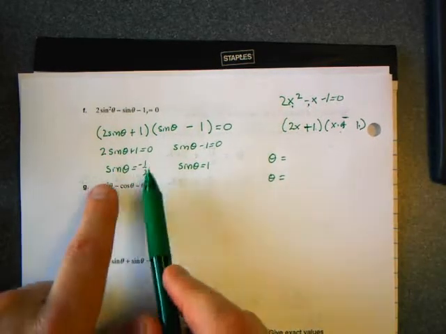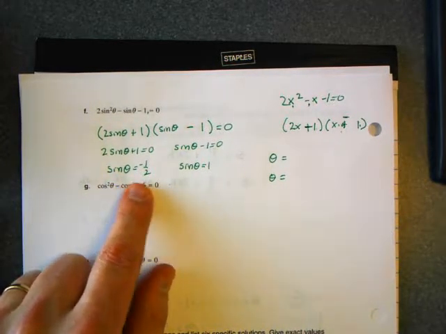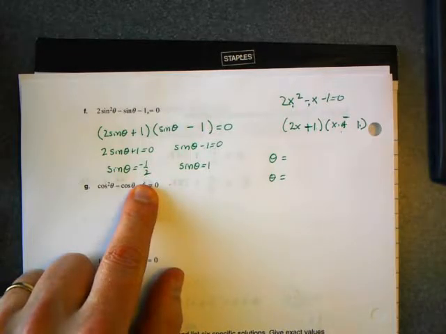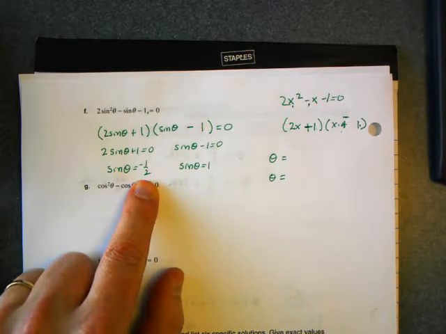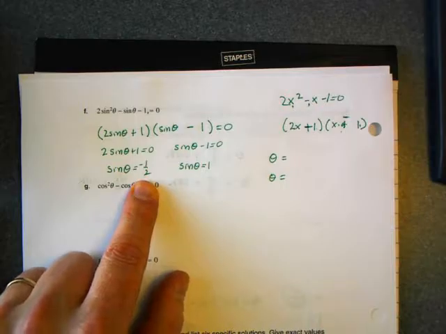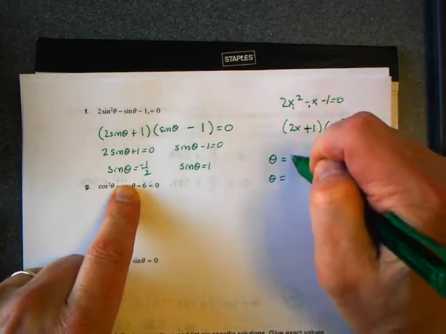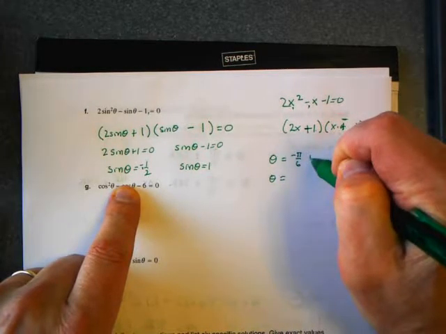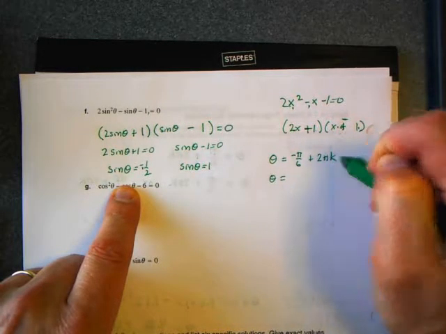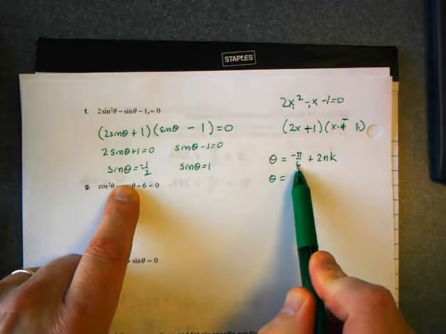All right, first equation, sine of theta equals negative a half. Is that one that we've memorized? Half we know. So sine of what gives you a 1/2? Pi over 6. Except we have negative 1/2, so our answer is going to be negative pi over 6 plus 2 pi k.